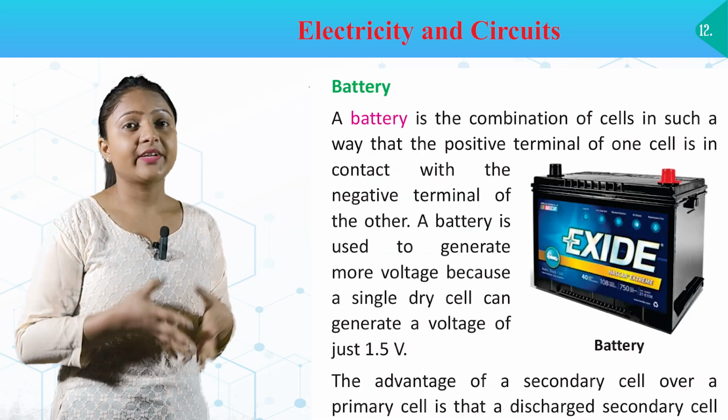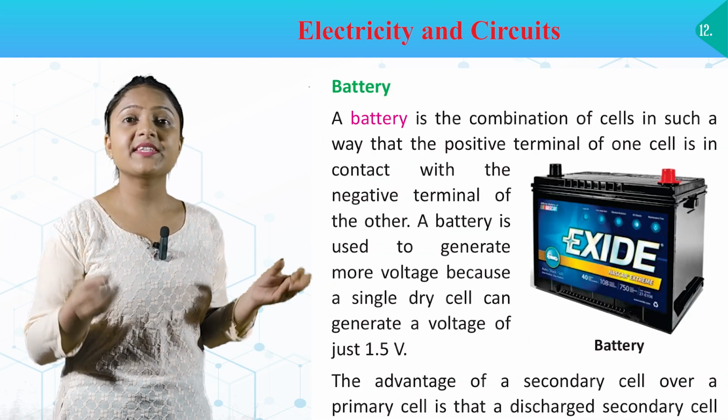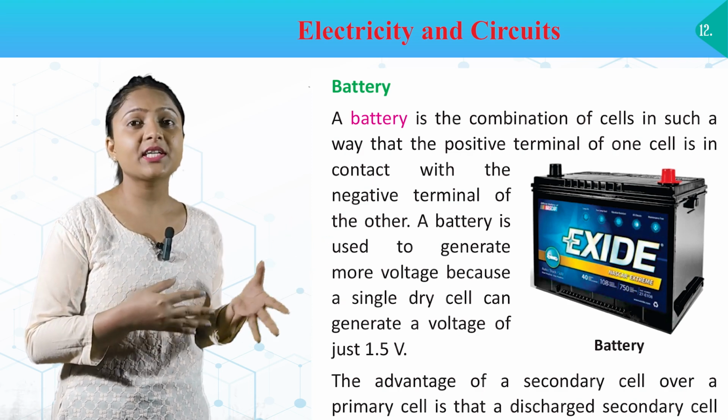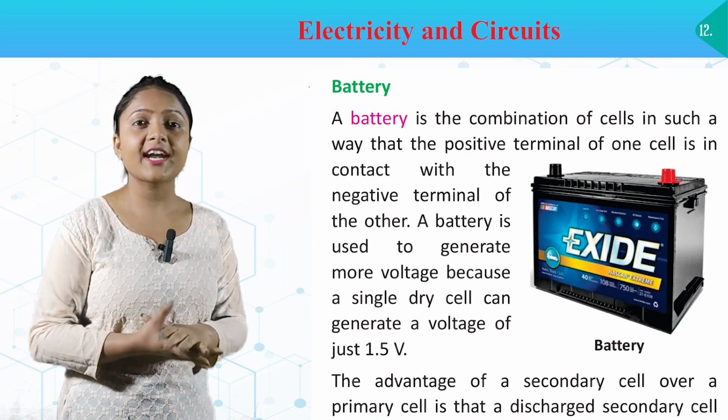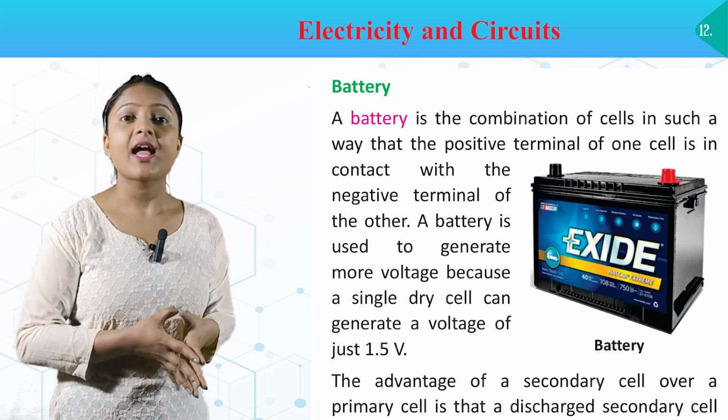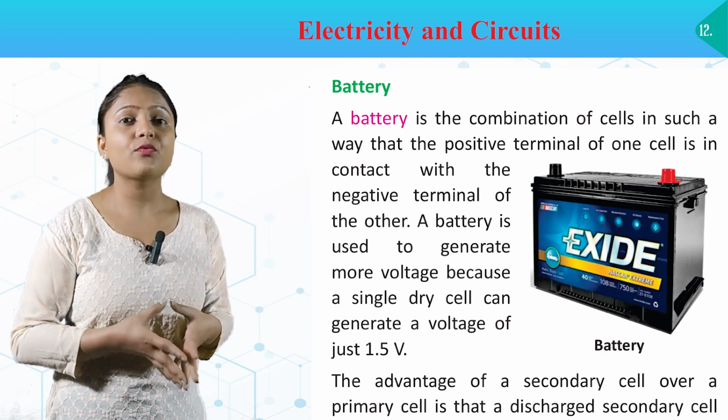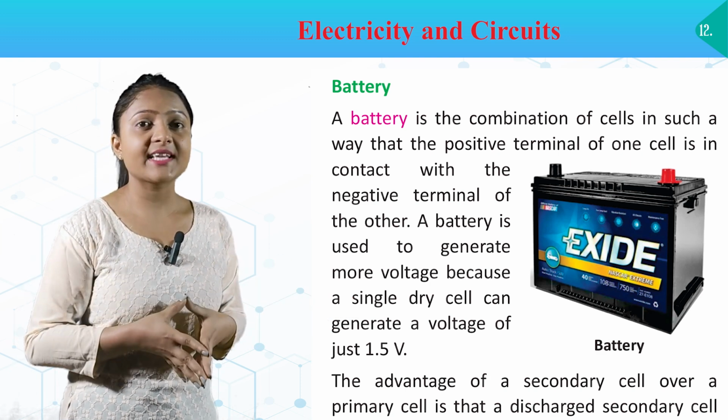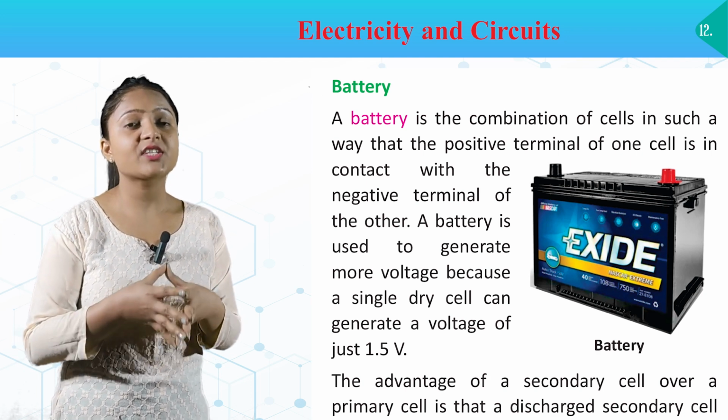Battery. A battery is the combination of cells in such a way that the positive terminal of one cell is in contact with the negative terminal of the other. A battery is used to generate more voltage because a single dry cell can generate a voltage of just 1.5 volt.